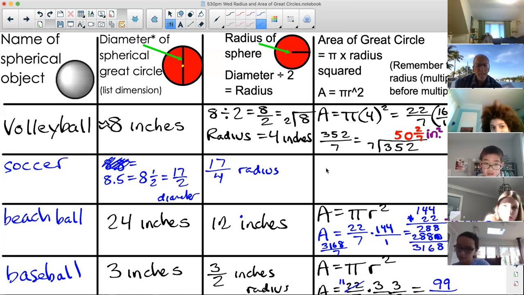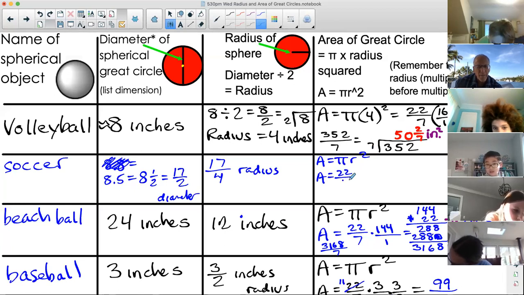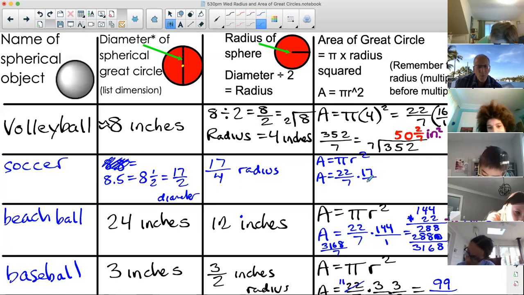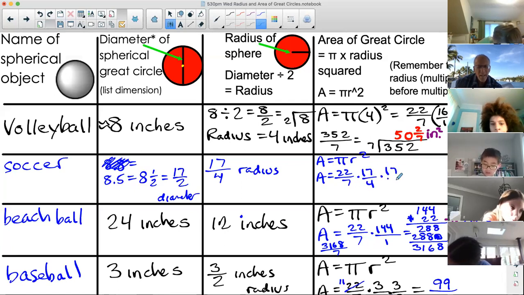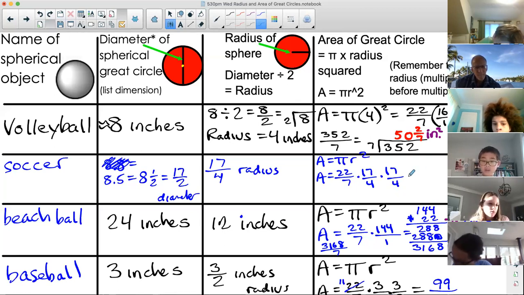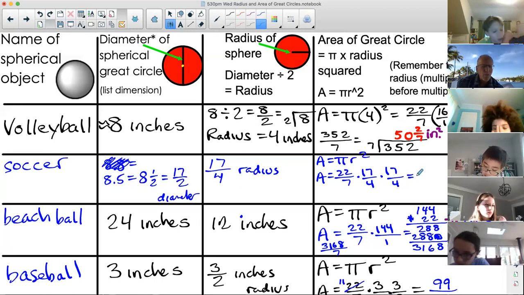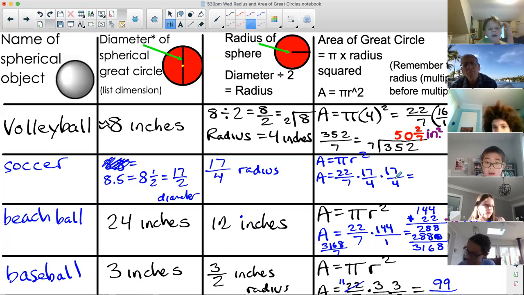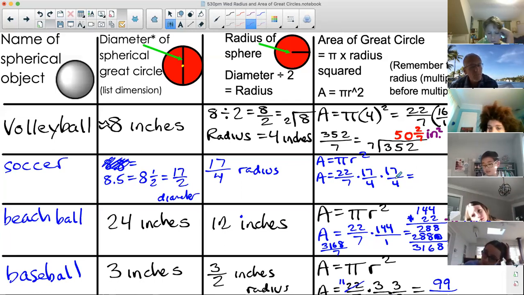Now, everybody, let's get to work. Area equals pi r squared. Area equals 22/7 times 17/4 squared. Now I'm going to ask Luke, do you see what we can do to cross cancel before we multiply? Yes. You can cross cancel with 2s.